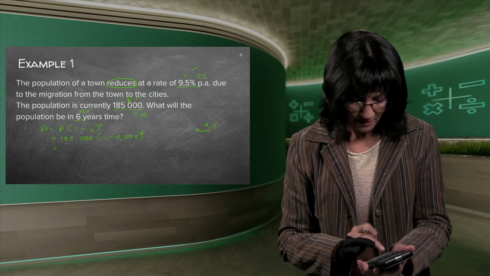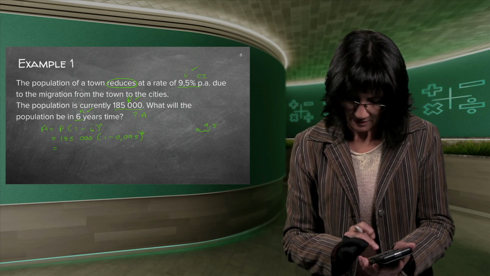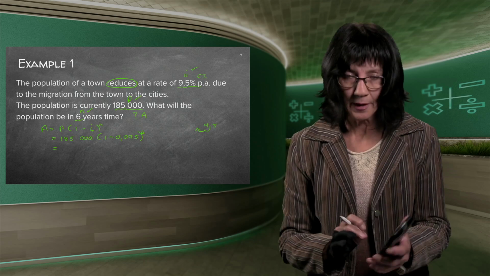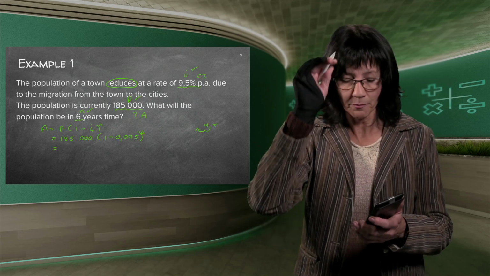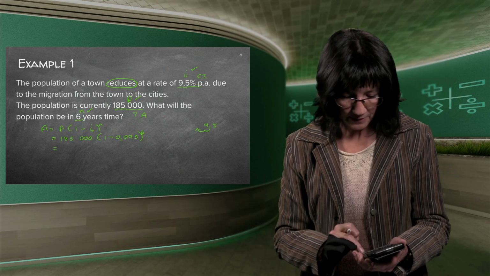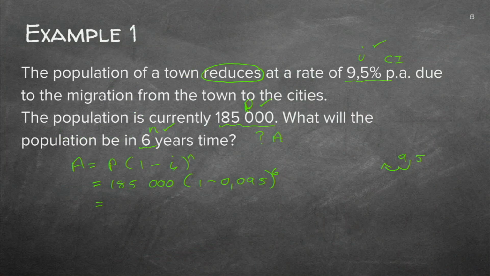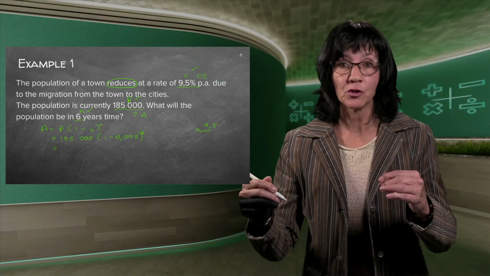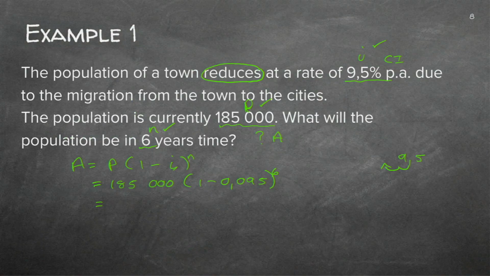185,000, bracket, 1 minus 0.95, close your bracket, to the power of, remember that little button with the X with a block on top, 6 years, equals, and you get a funny fraction. Oh my gosh, did I make a mistake? Let me just see. No, I didn't make a mistake, because remember, we need to reduce. So if I look at my reducing, let me just see what I put in incorrectly. Somewhere, oh, you know what I put in? Exactly what I told you just now.